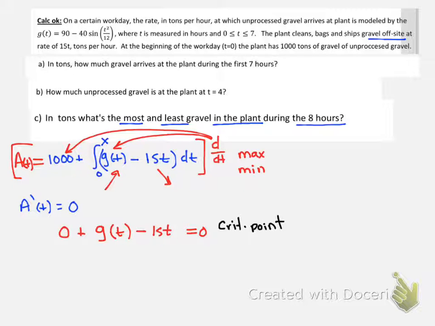Those will be candidates for relative max and mins. So we could have our absolute max at any of these locations, but they could also be at t equals 0. And we're not going to use 8 hours here, we're going to use 7, because we know that this is only good from 0 to 7. So t equals 0 is a candidate, and also t equals 7.